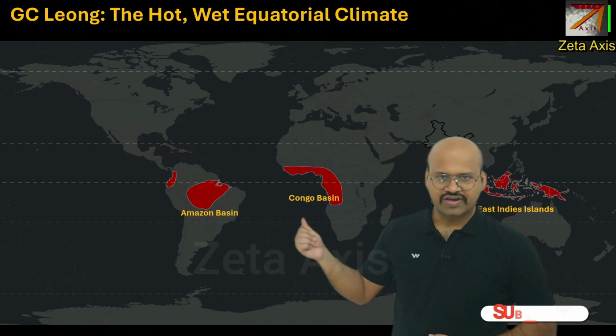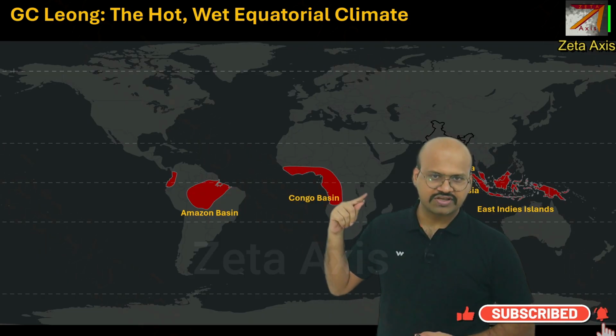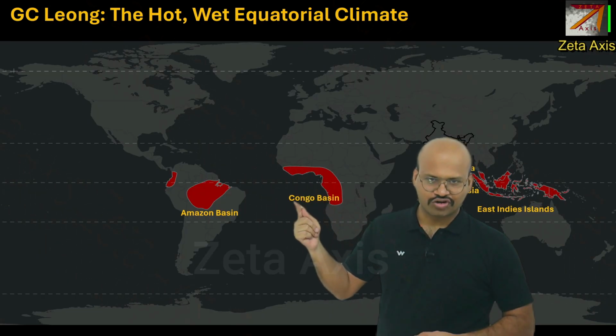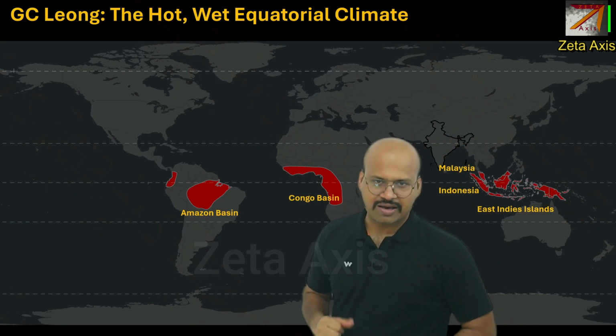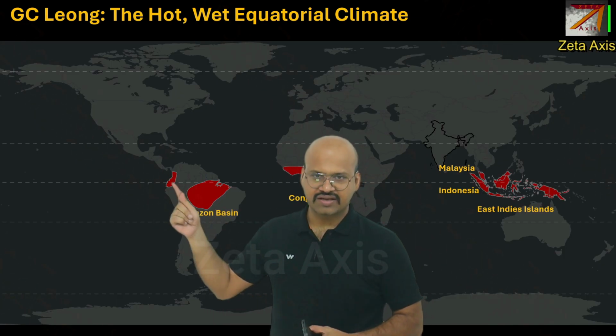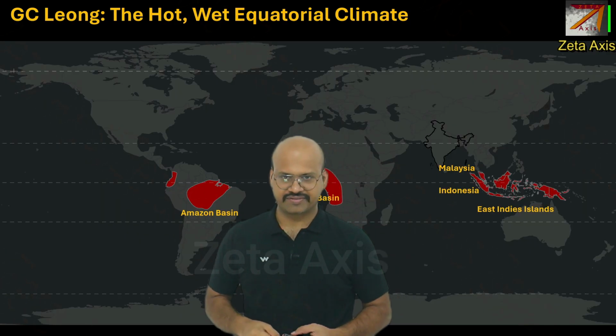In Africa, we have the Congo Basin. This whole region can be described as the Congo Basin. Here is the Congo River which flows, and here is the Gulf of Guinea. So we can also say that along the coast of the Gulf of Guinea, we have equatorial climate in Africa. Then here is the Amazon Basin, and then here in the Andes, we have another region of equatorial climate.